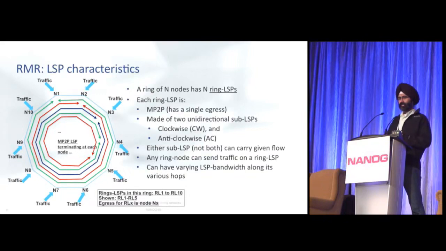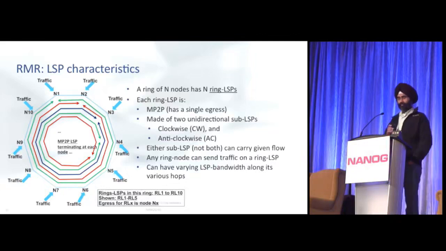for order of n. So in summary again, each ring LSP is multi-point to point. It's made up of 2 sub-LSPs, one going in the anti-clockwise direction, the other going in the clockwise direction. And any node can put traffic on a sub-LSP of a given ring LSP, and it may in fact use both the sub-LSPs of the ring LSP, but the key thing is that since you don't want to cause reordering, traffic for a given flow must always take the same sub-LSP. When I say always, I mean prior to a failure.